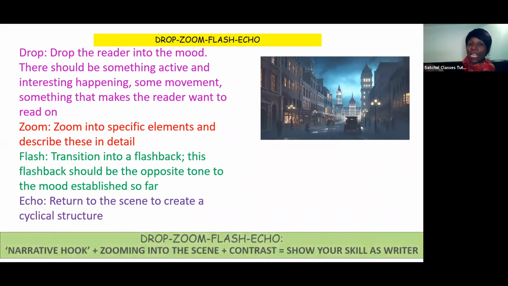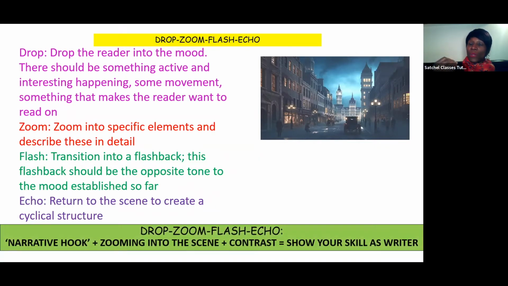So essentially, drop, zoom, flash, and echo is this formula. You have your narrative hook, so grab our attention, plus zooming into the scene, so getting closer and closer, plus a contrast, so something opposite, equals showing your skill as a writer.